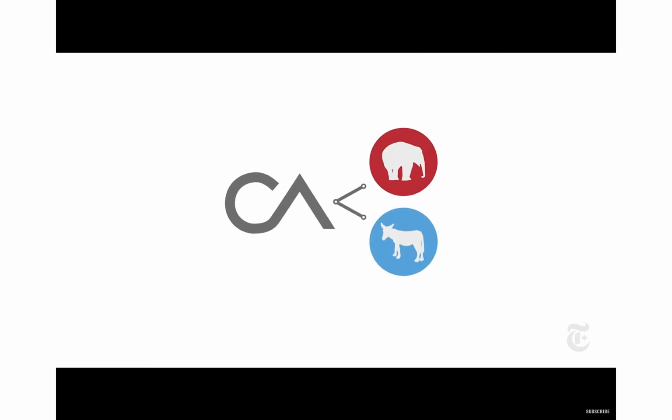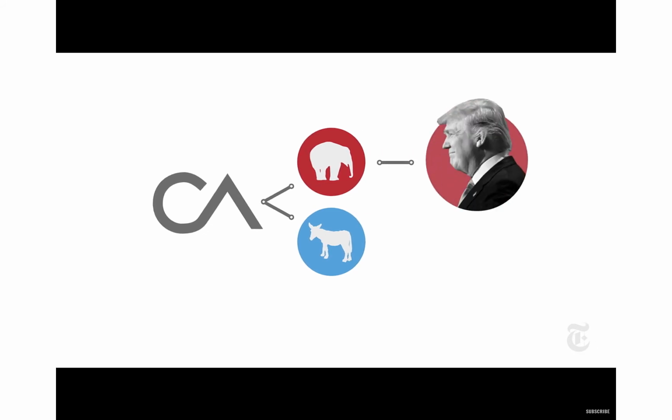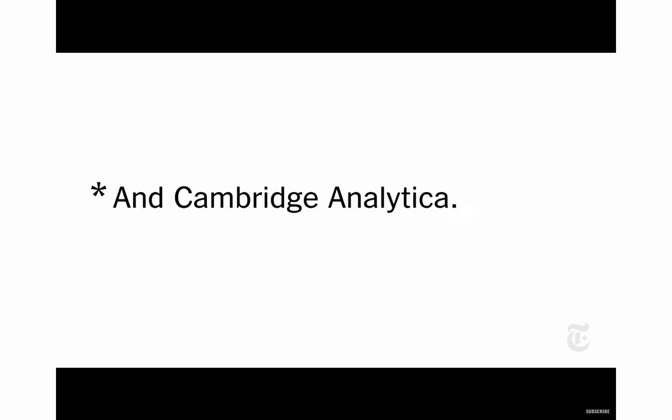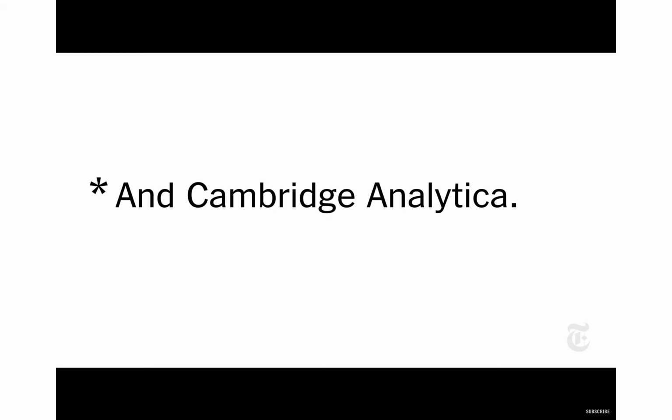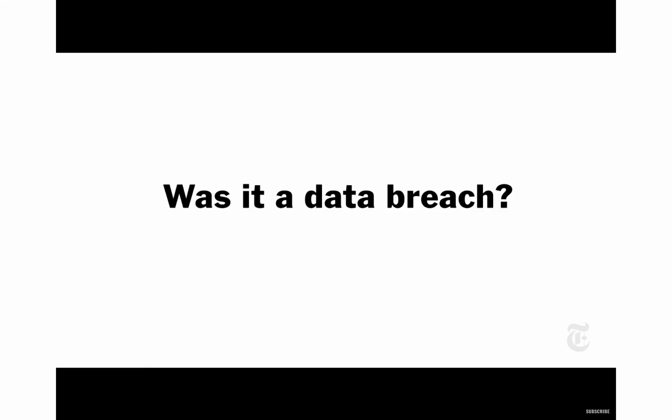CA then used that data to target people, maybe you, with political messaging. CA said this targeting helped the Trump campaign's strategy, but the campaign disputes this. Kogan's work claimed to be for academic research, but he also shared your information with Cambridge Analytica, a violation of Facebook's policies. So, was it a data breach?